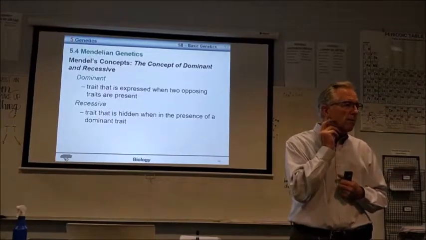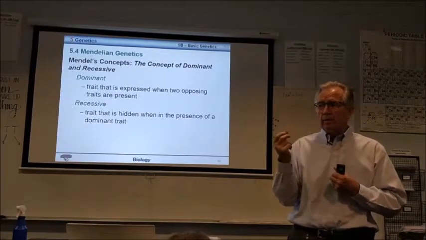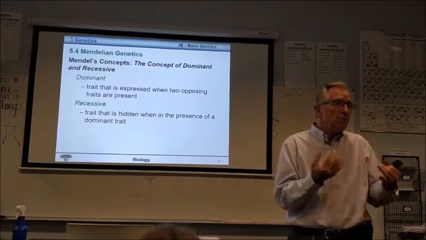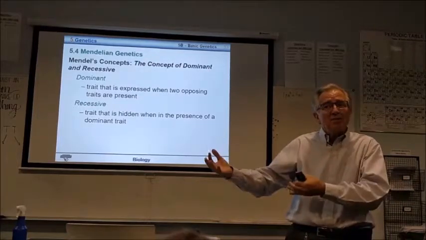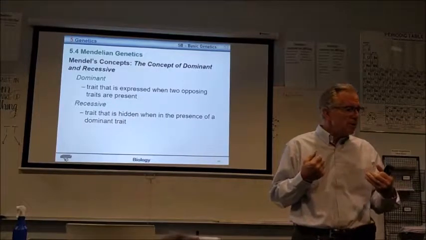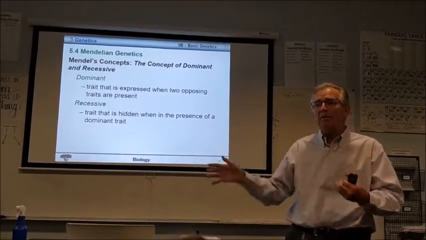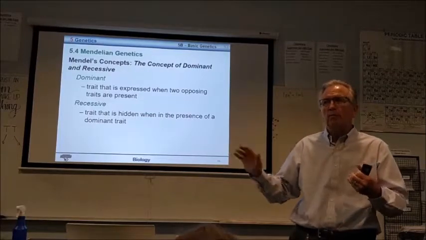So if you have attached earlobe, there are very few of those, and that's the reason why: they're usually masked by the dominant trait. So if you have a dominant gene and a recessive gene, the dominant one's going to cover up or mask the other one. You won't see the other one.